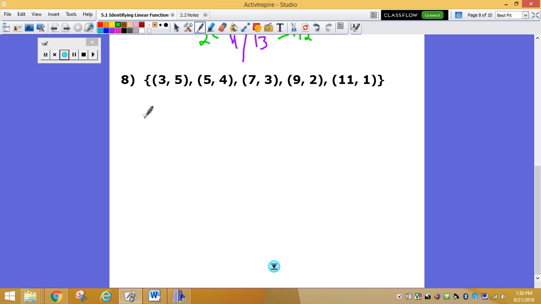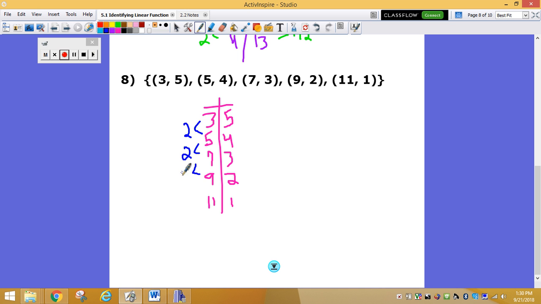Let's do one more example like this. Make a table. I got 3, 5, 5, 4, 7, 3, 9, 2, 11, 1. And let's find our change. 3 to 5, I go up 2. 5 to 7, I go up 2. 7 to 9, I go up 2. 9 to 11, I go up 2.